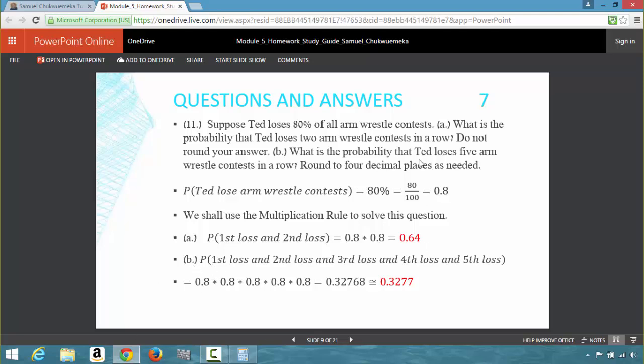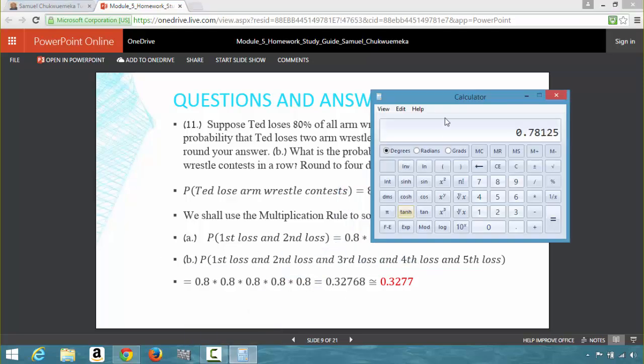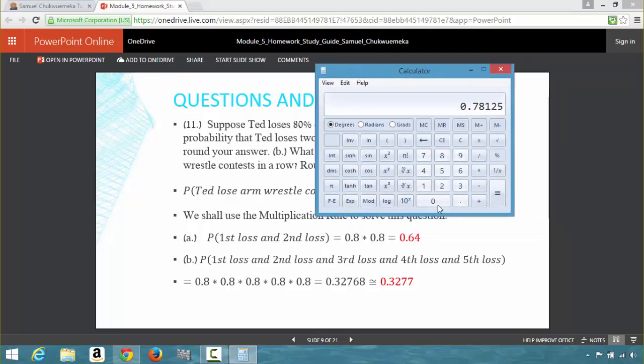B part, what is the probability that Ted loses 5 arm wrestle contests in a row? The same thing. It's multiplication rule. You multiply 0.8 up to 5 times. If you don't want to do this, you can simply do 0.8 exponent 5, x raised to power y, and that will give you 0.32768.